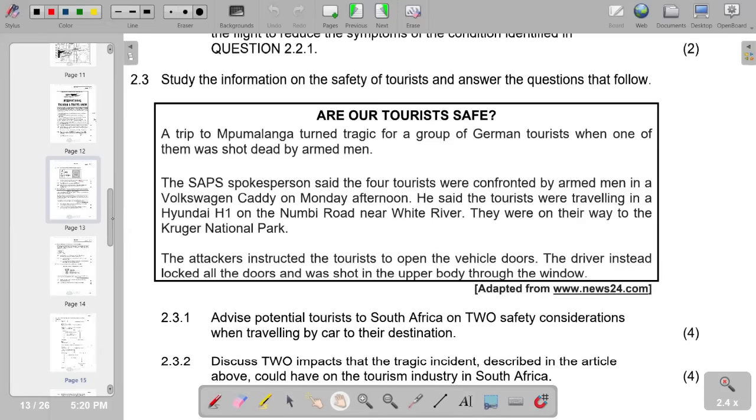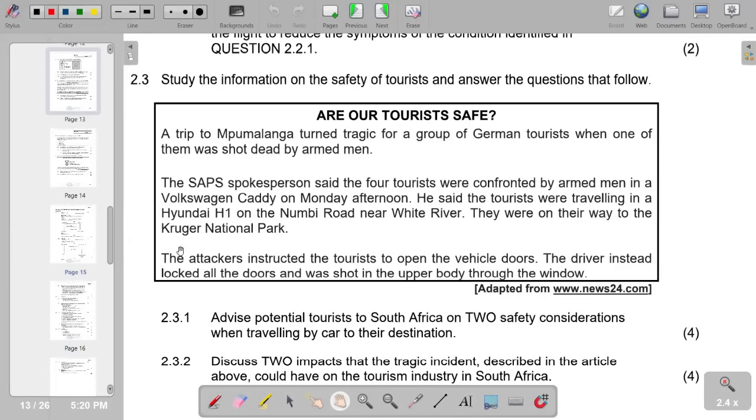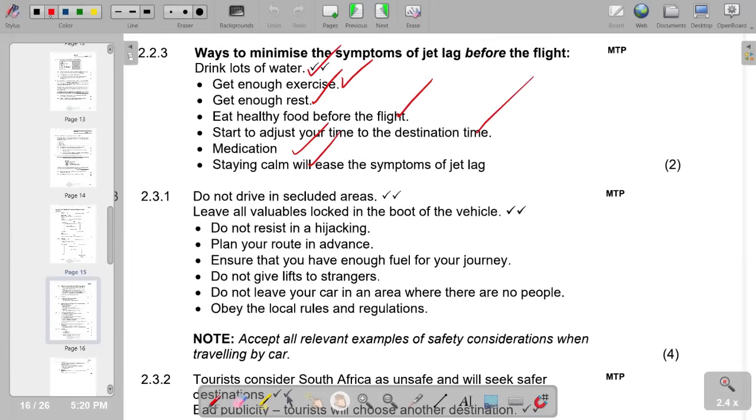Obviously, you may have to make sure that you are secure. You have enough fuel so that you don't stop in between high criminal areas. So those are some of the things that you take note. So these are the preventive measures. Do not drive in secluded areas. Leave all valuables locked in the boot of the vehicle. Do not resist in a hijacking. So when you resist, that's when you are going to get killed.